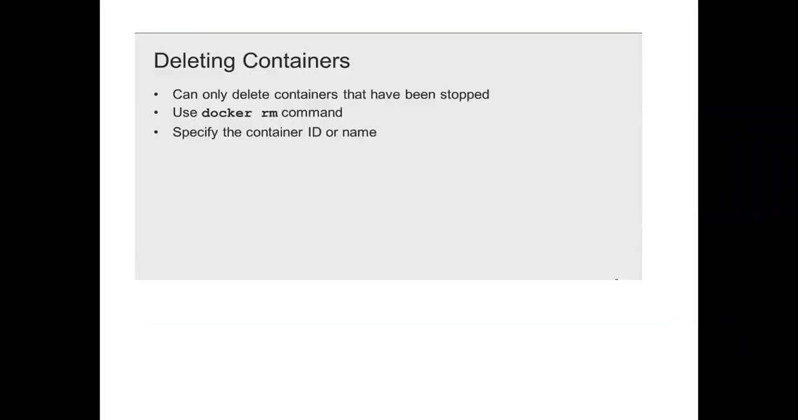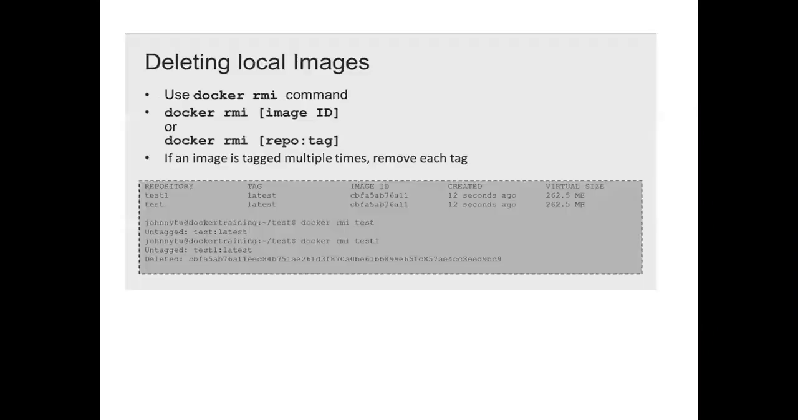So deleting a container is very easy. You can only delete a container that has been stopped. The command we use is docker rm. You just need to provide the name or the ID of the container. For deleting images, use rmi. You need to provide either the remote repository and tag, that is image colon tag, or you can also provide the image ID.